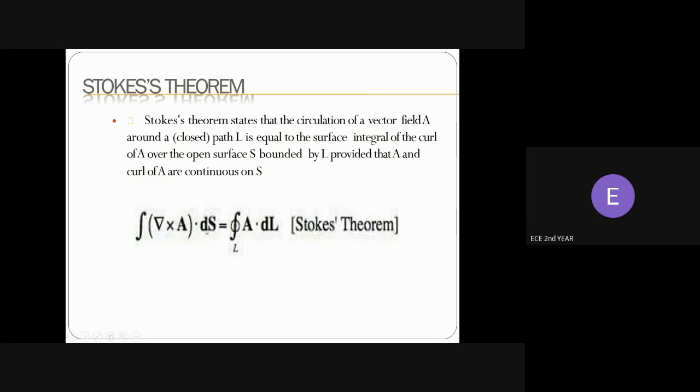We can say from the equation itself what the definition is. Here you see Stokes theorem states that the circulation of a vector field around a closed path, so this is particularly important. In Stokes theorem we see the closed line, and for the divergence theorem we see the closed surface, right? The closed path is equal to the surface integral of the curl of A over the open surface S, provided the curl of A is continuous on S.